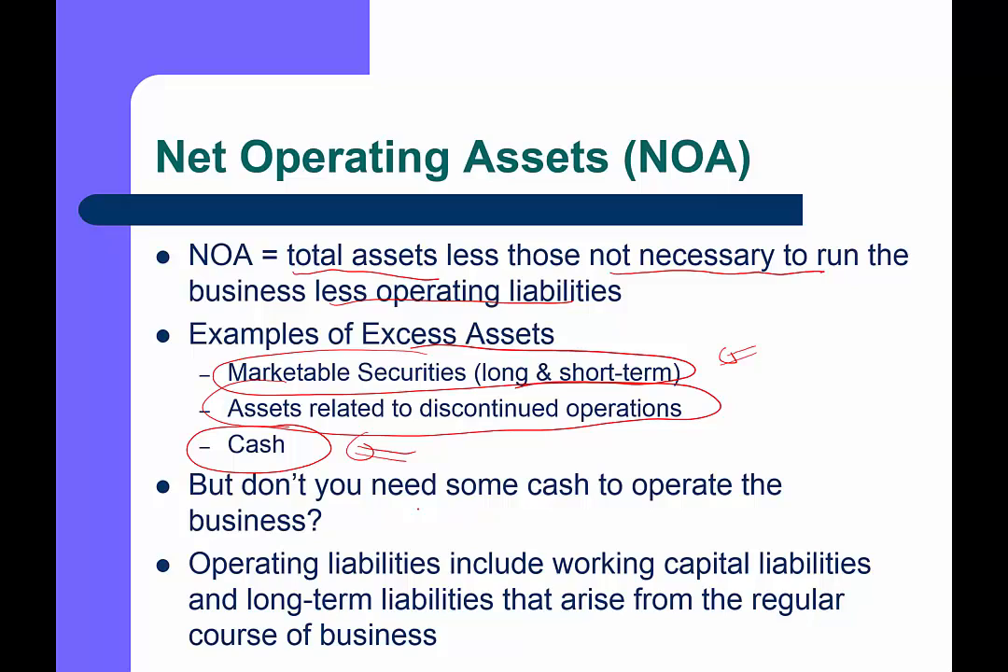What are operating liabilities? Operating liabilities are all of those that occur in the regular course of business from here. And so accounts payable, accruals, those kind of things. The items that are not operating liabilities are interest-bearing debt. So you have two kinds of liabilities. You have operating liabilities and you have interest-bearing debt. Those are the two. It's either one or the other. And we'll go through this in an example.